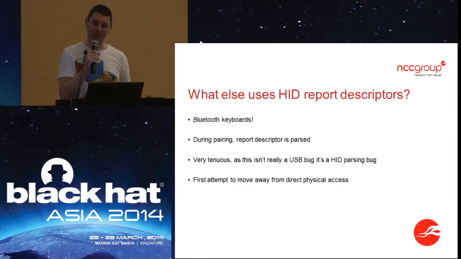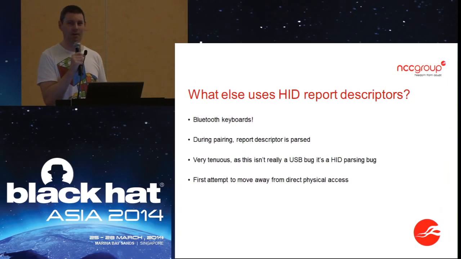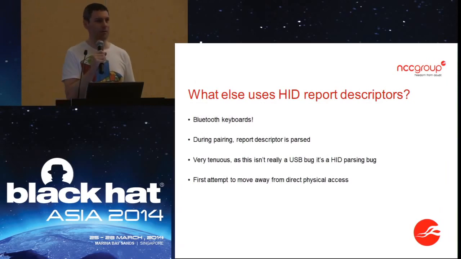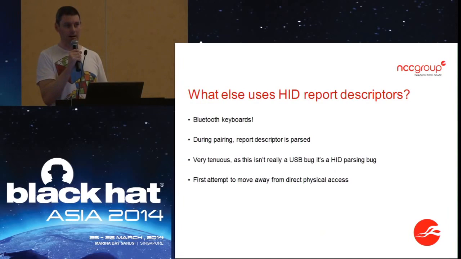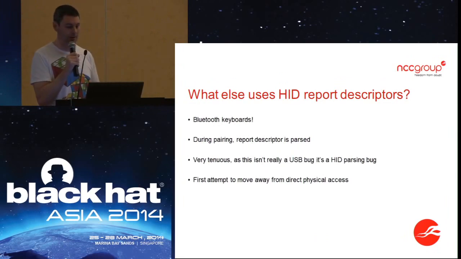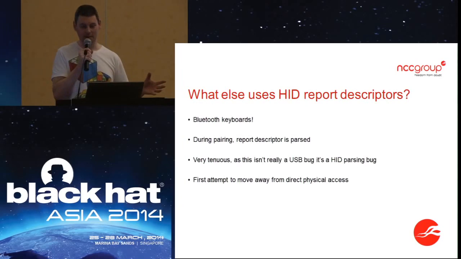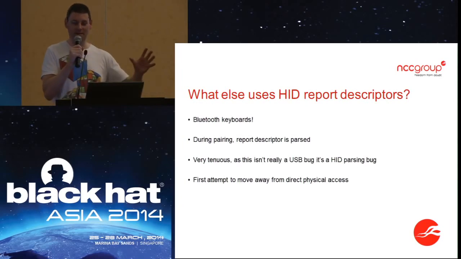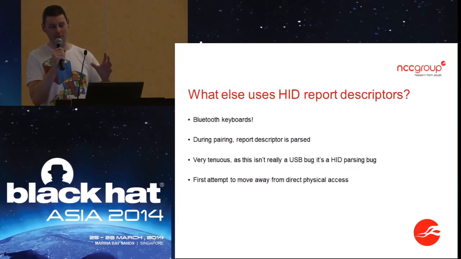So I was thinking, what else uses HID report descriptors? Well, Bluetooth keyboards do, and I thought, well, surely Microsoft wouldn't have a separate HID parsing routine for Bluetooth keyboards and for USB. So maybe this bug that I found in USB would also be valid for Bluetooth. Because the report descriptor has to be parsed in exactly the same way as when you plug in a USB keyboard. So, I know this isn't USB, and I'm describing my thought process to try and move to a remote scenario here.